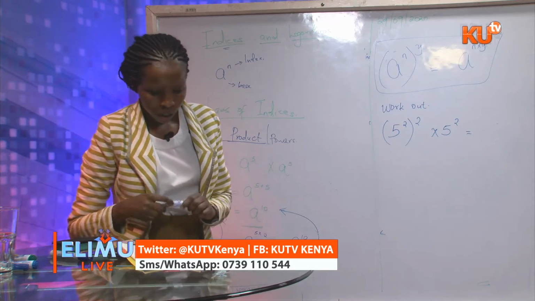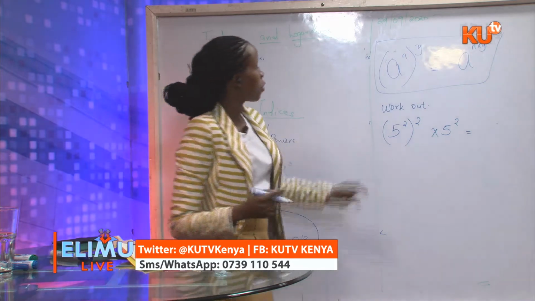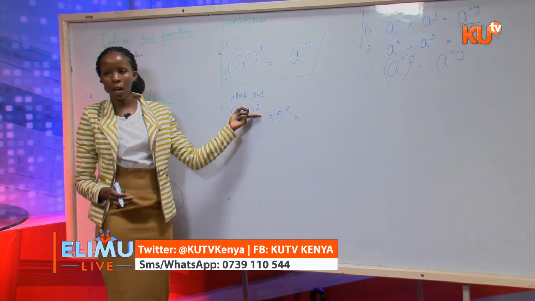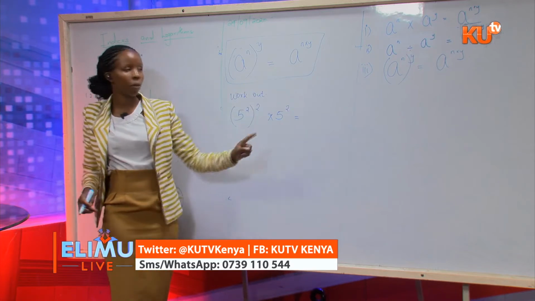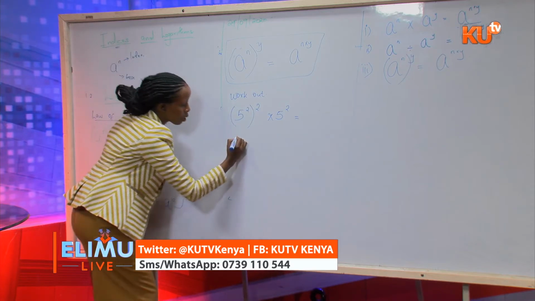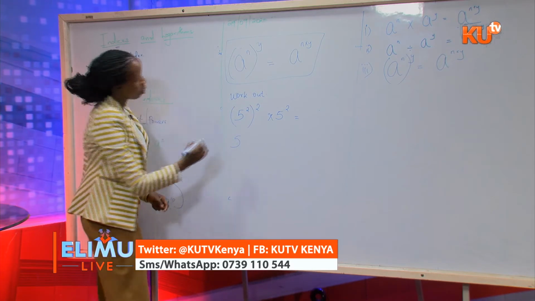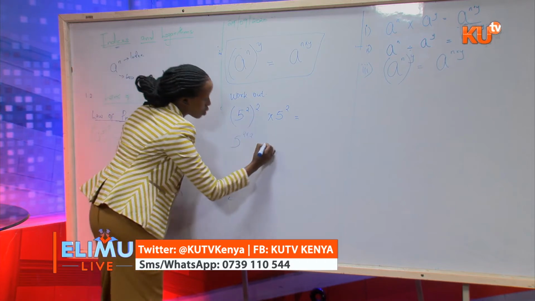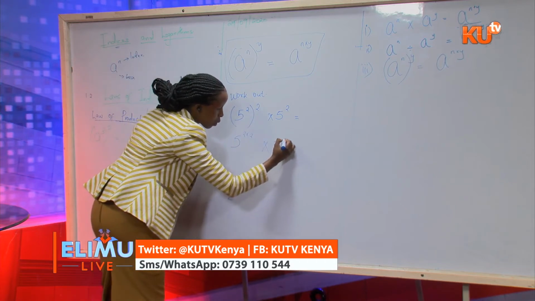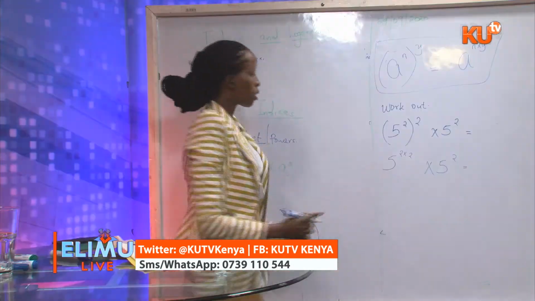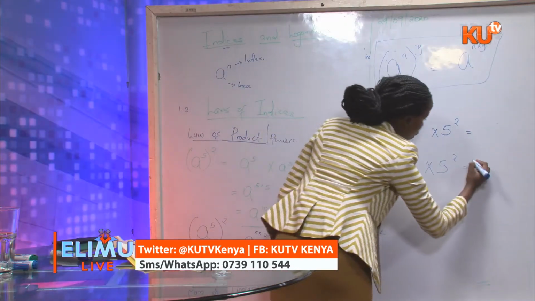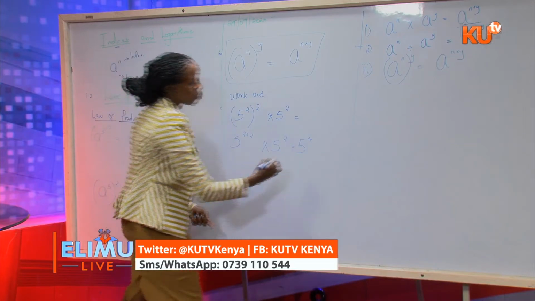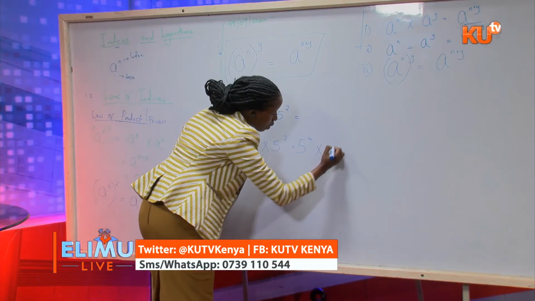Okay. So, for this question, we have 5 squared, in brackets, raised to another 2. According to our third law of indices, this will simply mean 5 raised to 2 multiplied by 2, times 5 squared. We first work out this. This will come to 5 raised to 4 times 5 squared.